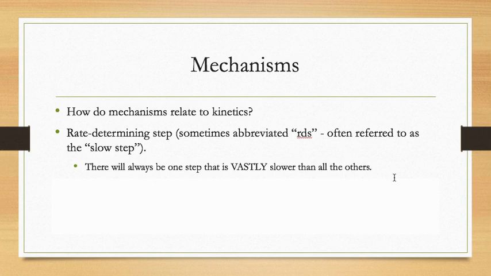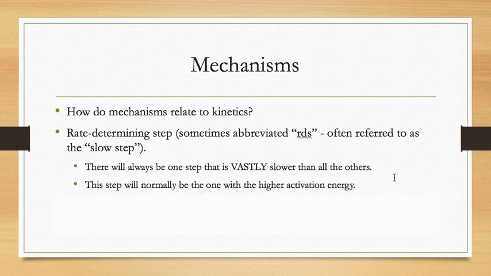If the traffic's really smooth, let's say it's really late at night, then actually that trip won't take very long. And so it's the same way with chemical reactions. One step is always going to be vastly slower than the others, and so it doesn't matter how fast or slow the other steps are. This is really what dictates how fast the reaction occurs.